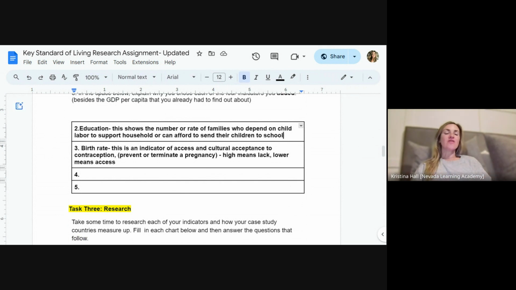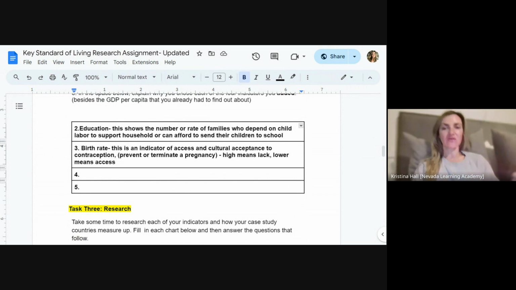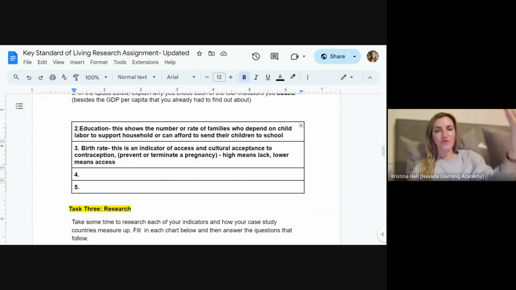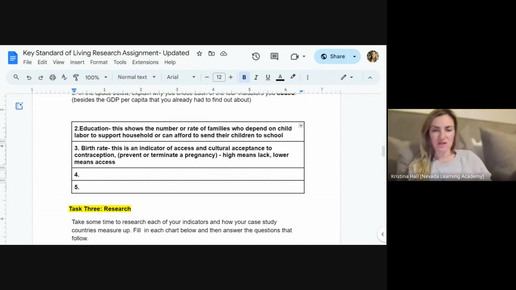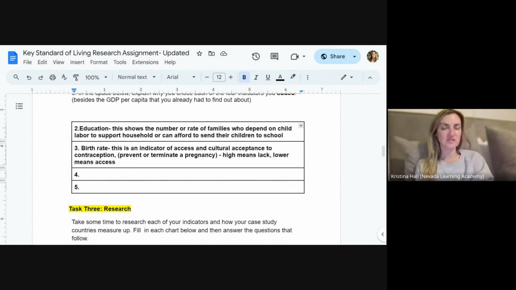Many countries, though, that are developing or underdeveloped, education is not required. Education is optional. Maybe you even have to pay for it. Maybe there is no public education. So education rates can be a really good indicator of wealth within a nation or struggling within a nation, especially when families can't afford to send their children to school because they rely on them for labor to help support the family. Birth rate can be a really good indicator too.